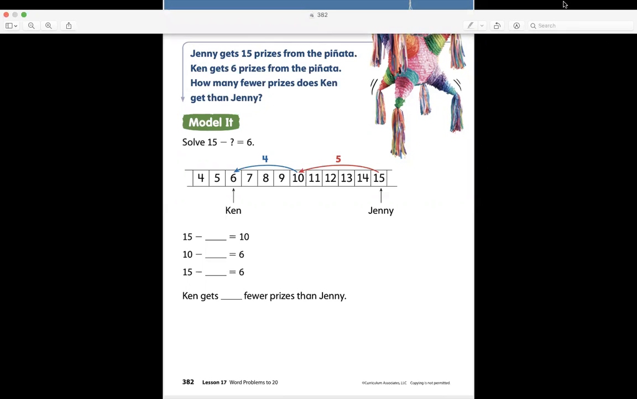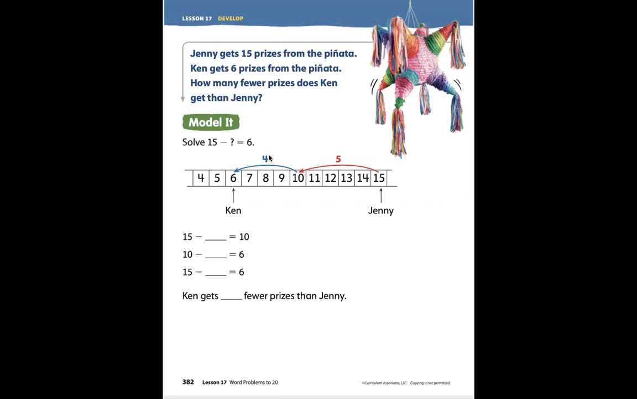Lesson 17, Session 2, page 382. We are working on adding and subtracting within the number 20 in word problems using any of the strategies that we have learned in the past. Jenny gets 15 prizes from the piñata. Ken gets 6 prizes from the piñata. How many fewer prizes does Ken get than Jenny?